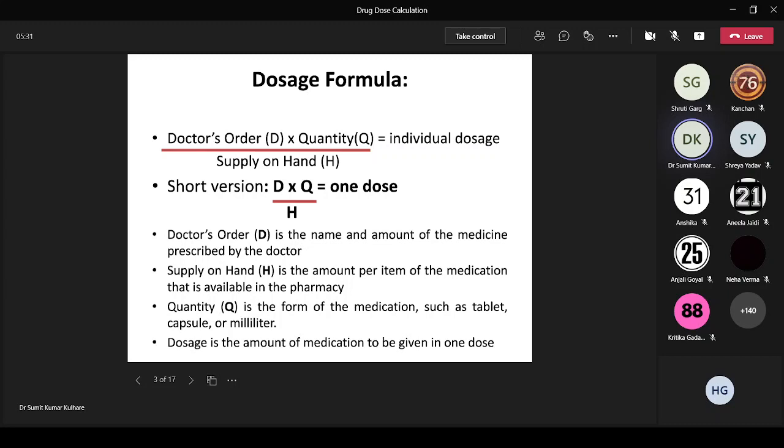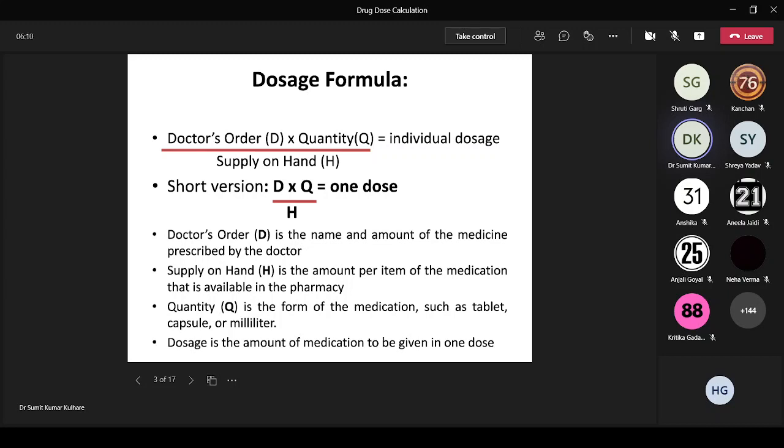So, the dose formula. This is the formula for calculating the individual dose for one dose. The formula is: doctor's order, that's D, multiplied by the quantity, that is Q, divided by supply on hand. So in short, it is DQ by H. D multiplied by Q divided by H will give you this one-time dose that is to be administered to the patient.